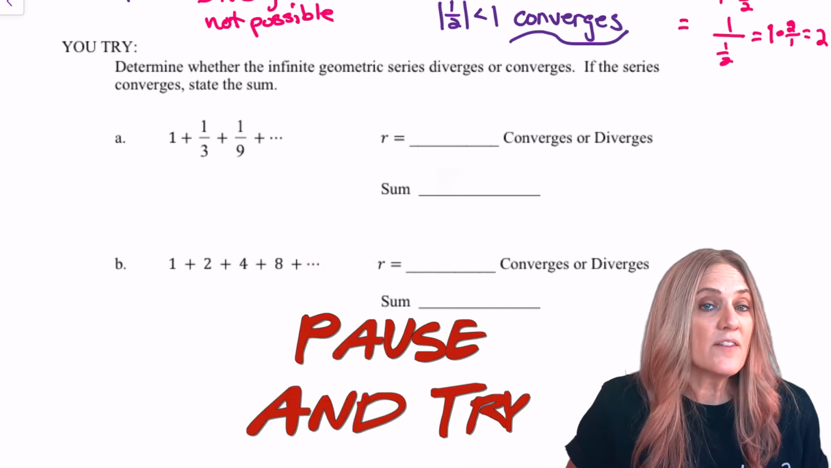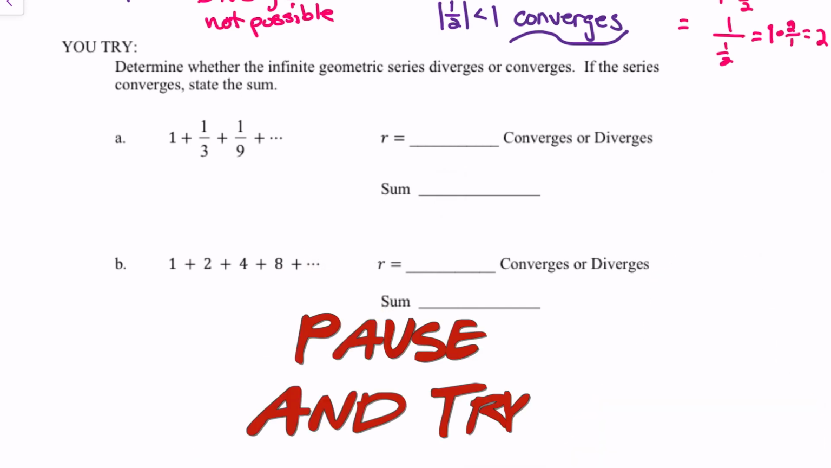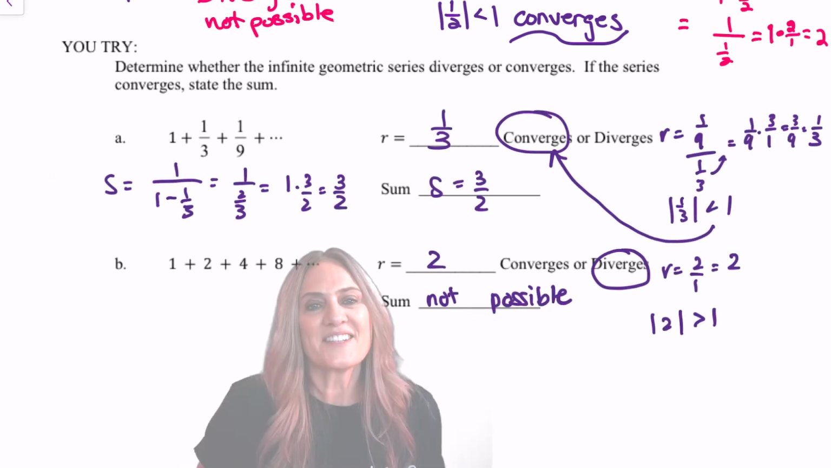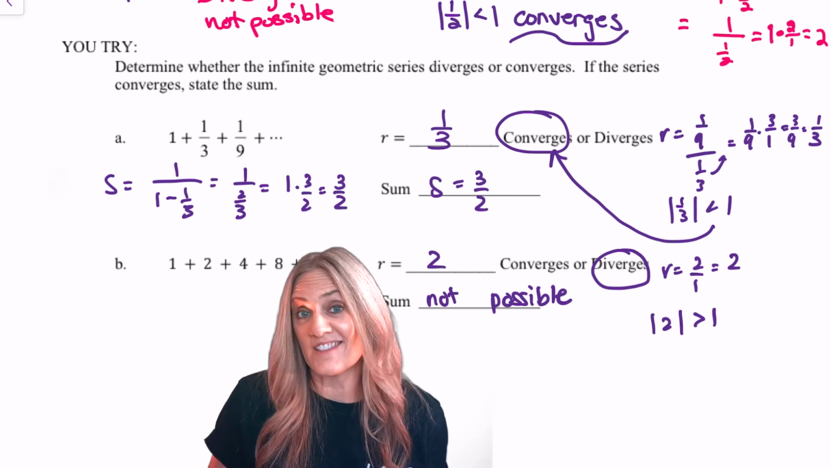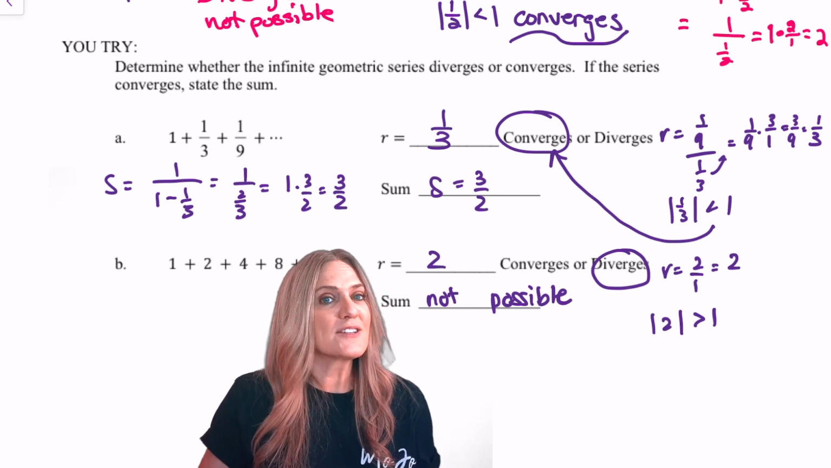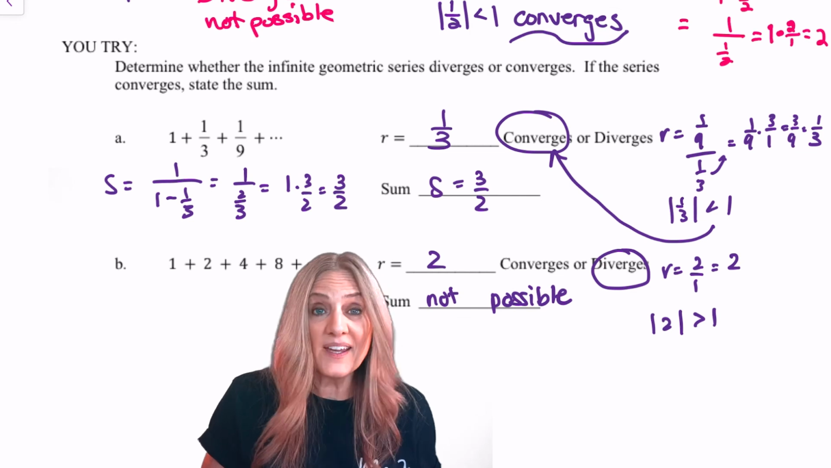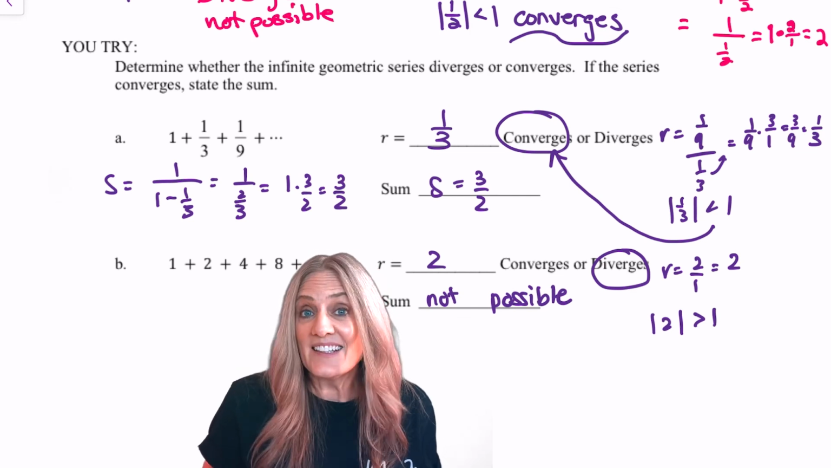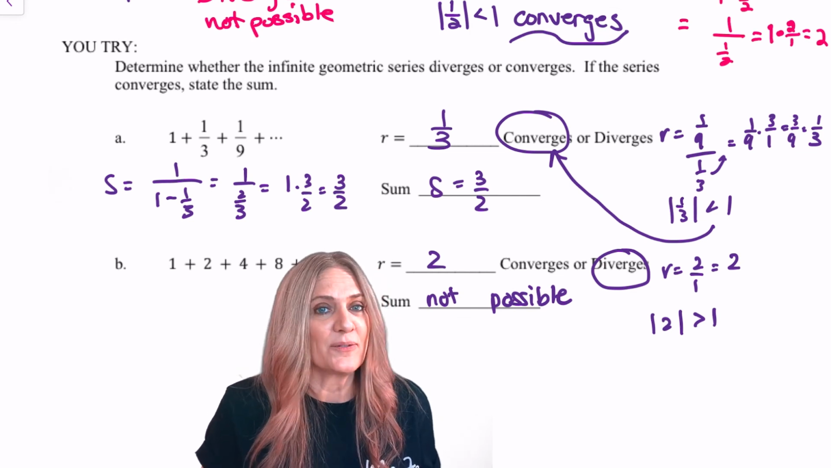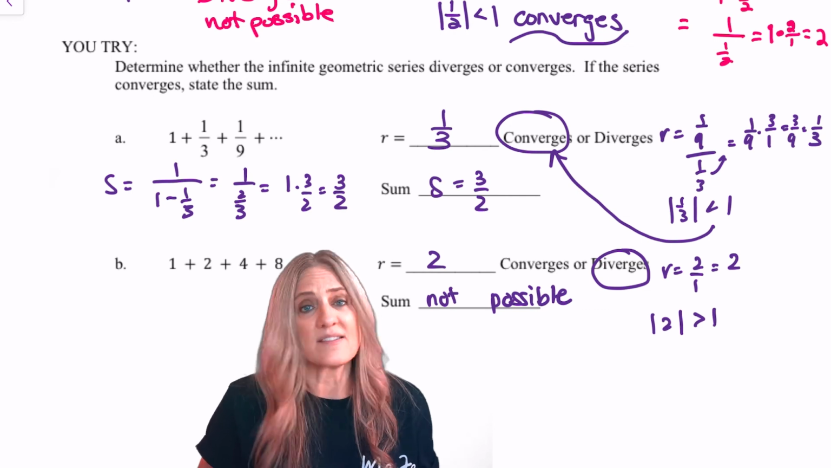Practice your skills. See if you can get the next two examples. In the first series, the common ratio is 1/3, which is less than 1. Therefore, it converges and we can find the sum. The sum is 3/2. In the second series, the common ratio is 2. Therefore, it diverges and the sum is not possible.